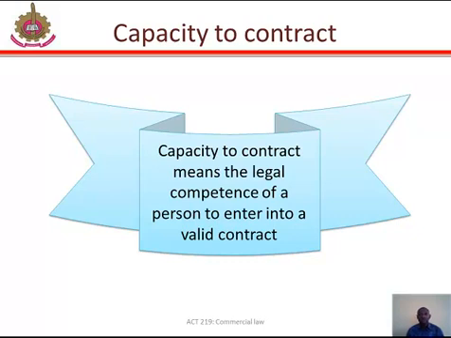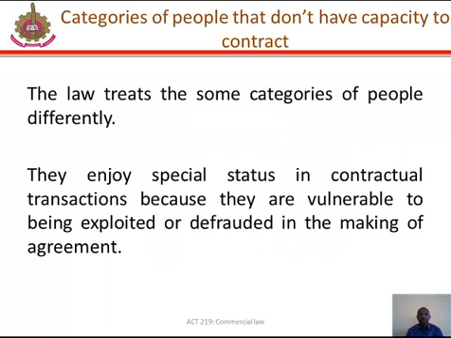Capacity to contract. Capacity to contract means the legal competence of a person to enter into a valid contract. Usually, the capacity to contract refers to the capacity to enter into a legal agreement and the competence to perform some acts. The basic element to enter into a valid contract is that he must have a sound mind.